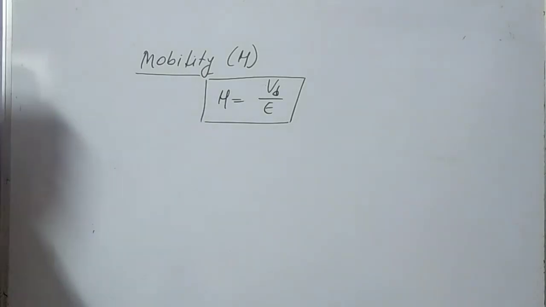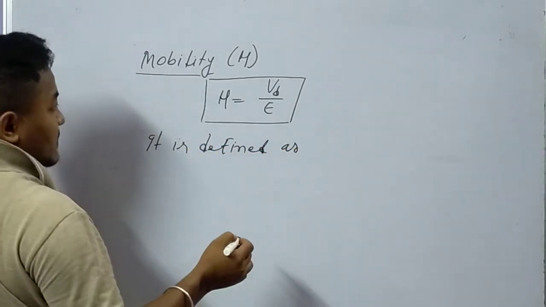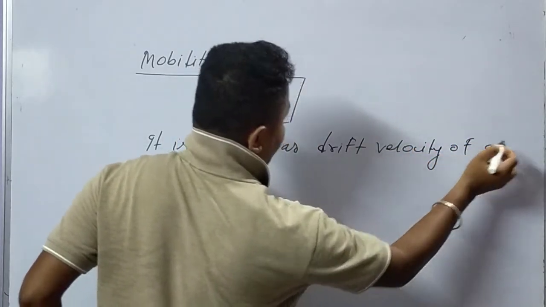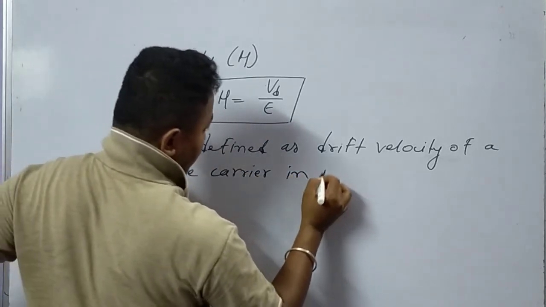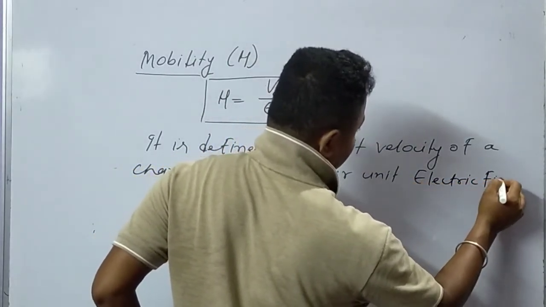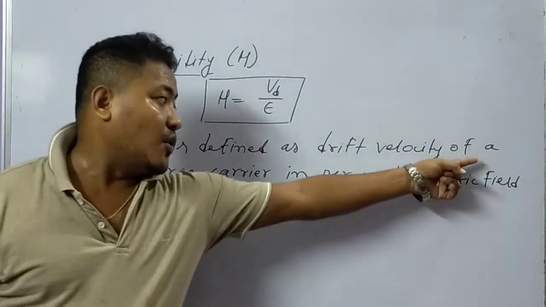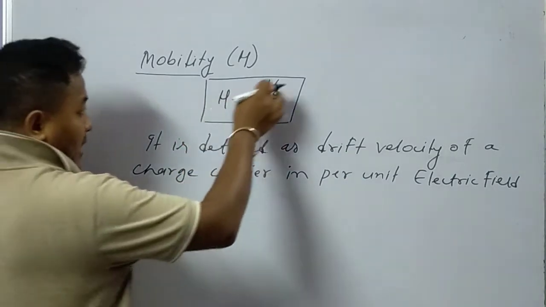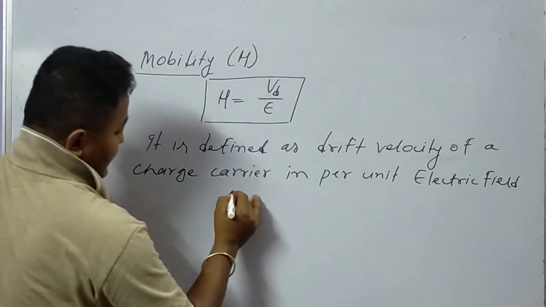You can define it as the drift velocity of a charge carrier per unit electric field. Or you can write that it is defined as the drift velocity of a charge carrier per unit electric field. This expression is mu is equal to Vd upon E, where Vd is the drift velocity and E is your electric field.